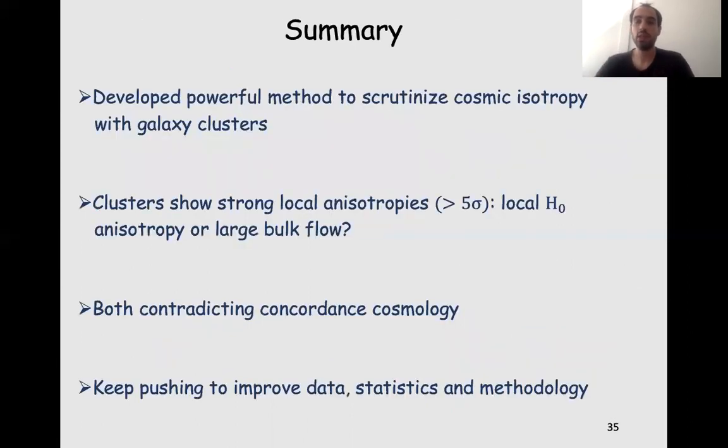This brings me to my summary. Cosmic isotropy is extremely important to be continuously tested with new methodologies with high power and efficiency. We create such a method with galaxy cluster scale relations, and we find a more than 5 sigma anisotropy of galaxy clusters in the local universe, which could be explained from a local H0 anisotropy or a large bulk flow motion, or a completely unknown systematic to us up to now. Both of these scenarios, however, strongly contradict the standard cosmological model, and of course, we will keep pushing to improve our data, our statistics, and come up with an answer soon enough.